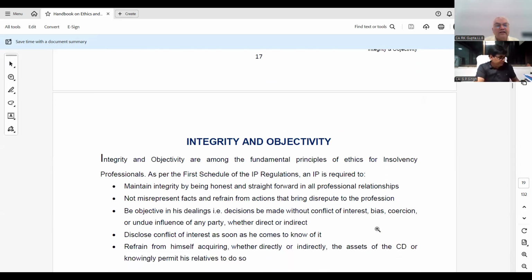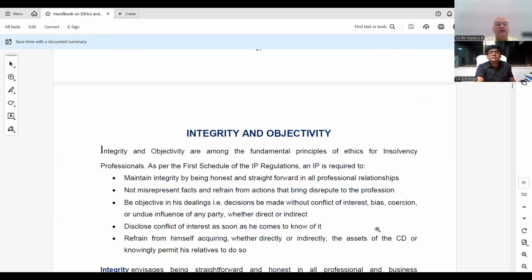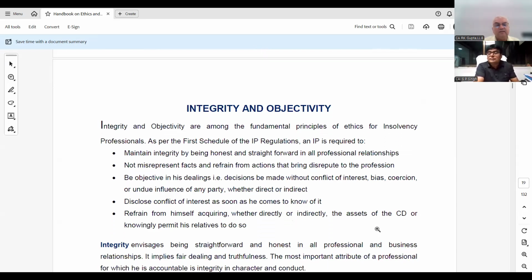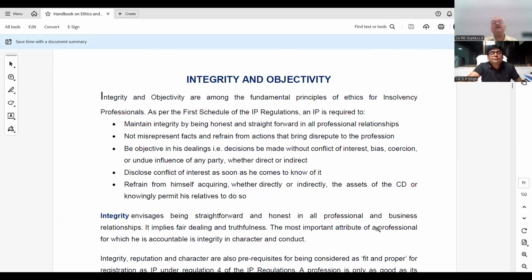So maintain integrity by being honest and straightforward, not misrepresent facts and refrain from actions that bring disrepute to the profession. Be objective in your dealings, disclose conflict of interest, and refrain from acquiring, whether directly or indirectly, the assets of the CD or knowingly permitting your relatives to do so. So these are the things which are expected from you. So, integrity and objectivity.